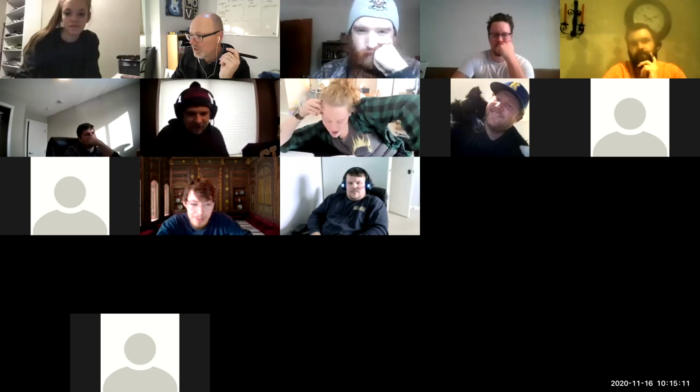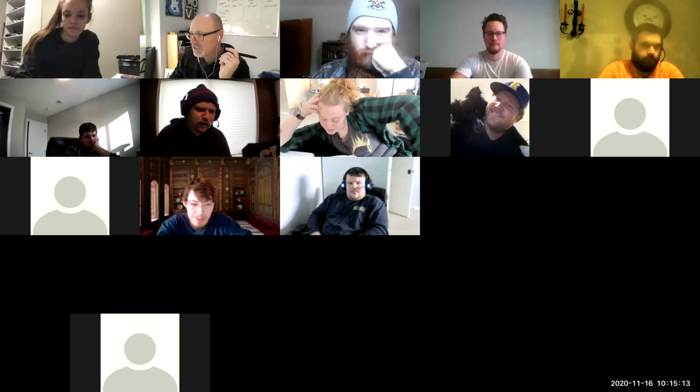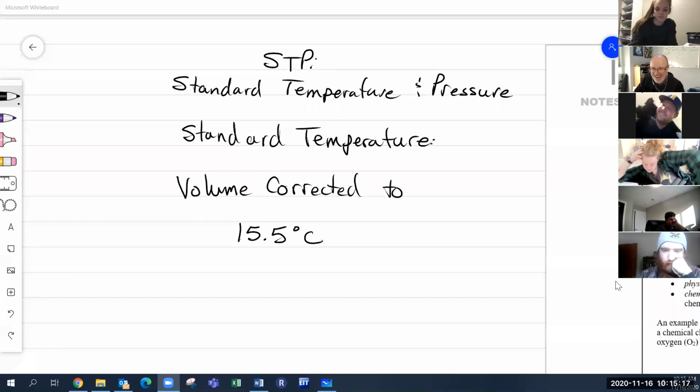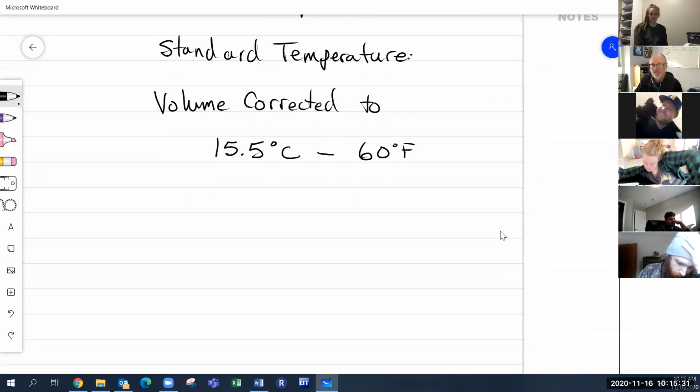So I'm going to share my screen still. So there is the standard temperature at which we do all of our calculations, and there is an equivalent measure in imperial, which is 60 degrees Fahrenheit. Okay, so we have to know that. So those are the two temperatures.